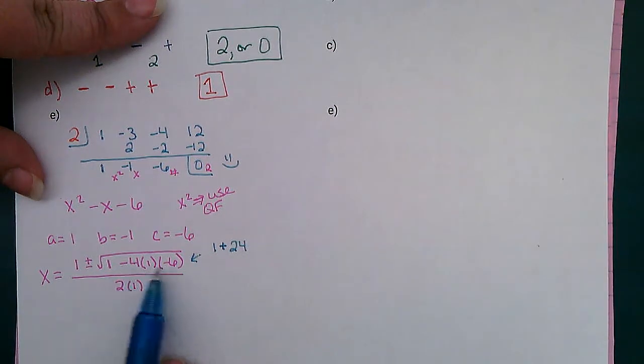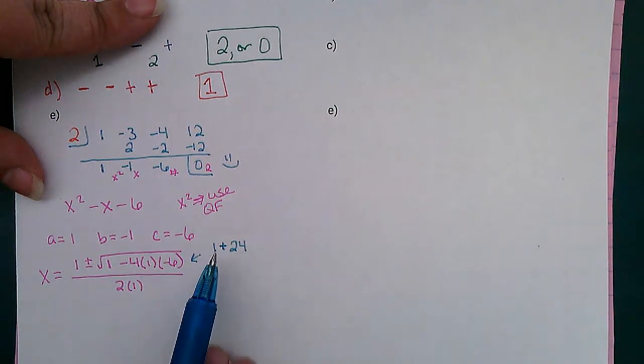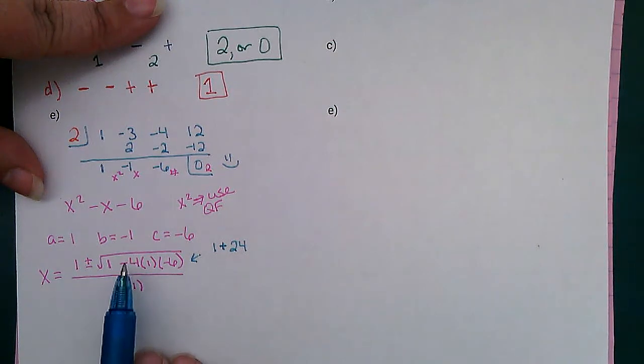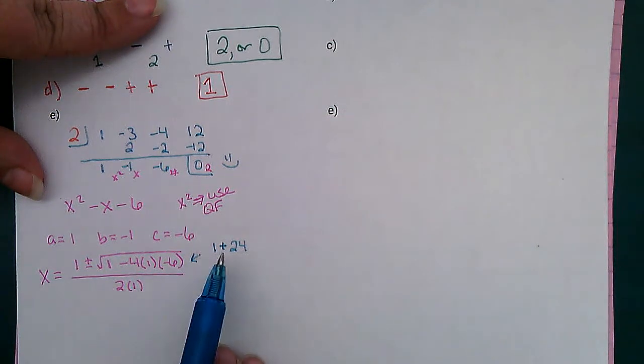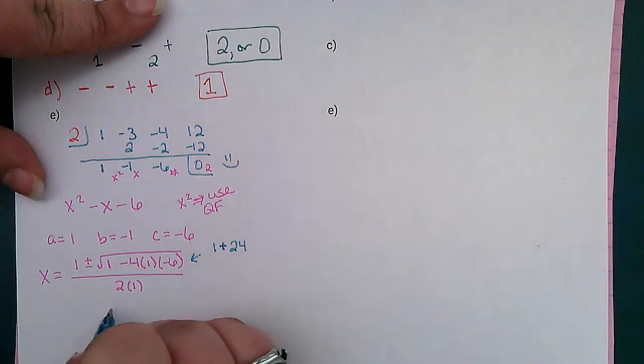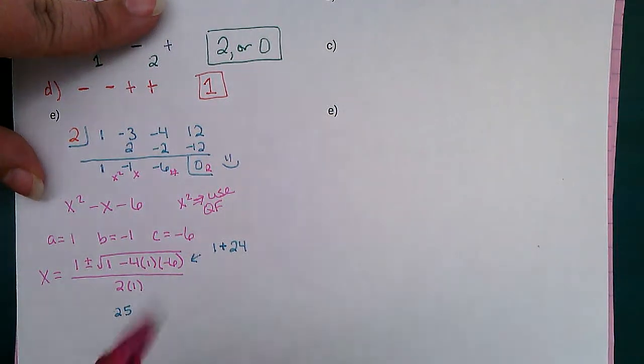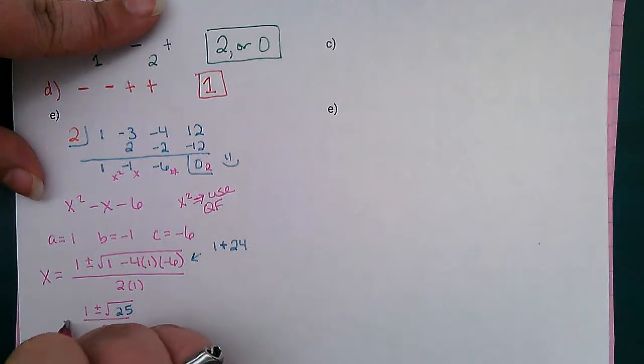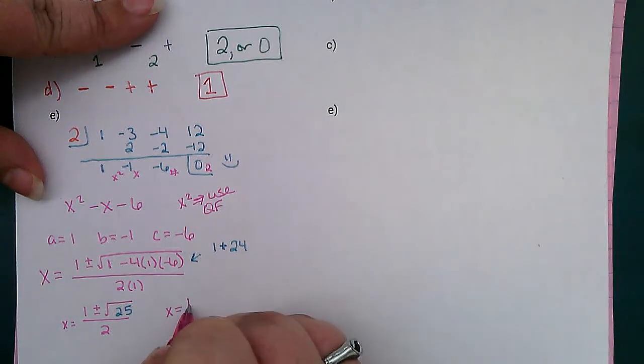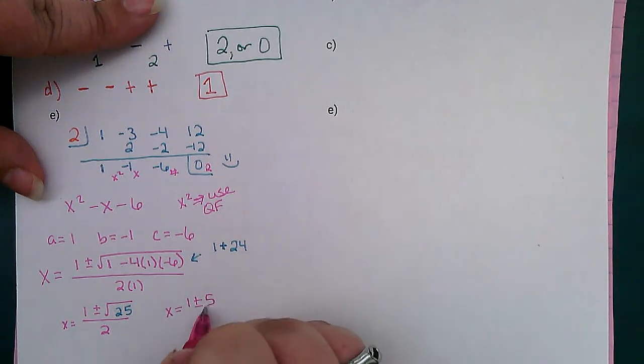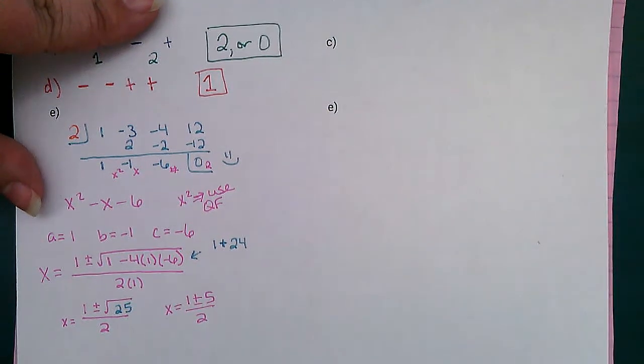So count your negatives over here. If there's 2, this will change to a plus sign. If there's only this one, or if all 3 of these are negative, this would stay minus. So if there's only 1, it stays minus, or if all 3 are negative, it stays minus. If there's 2, it changes to a plus. So 1 plus 24 is 25. So I have 1 plus or minus the square root of 25 divided by 2. Well, hopefully you know that the square root of 25 is 5. So I have 1 plus or minus 5 over 2.